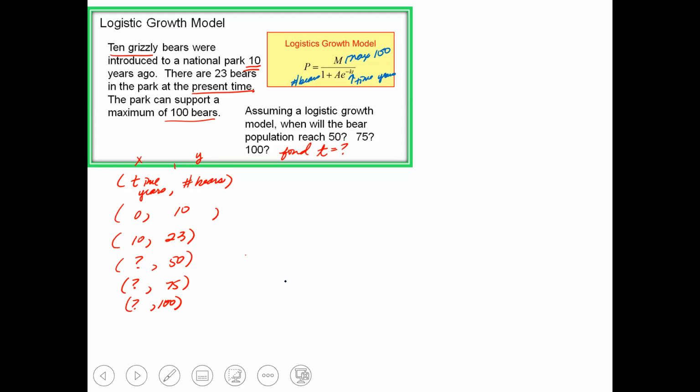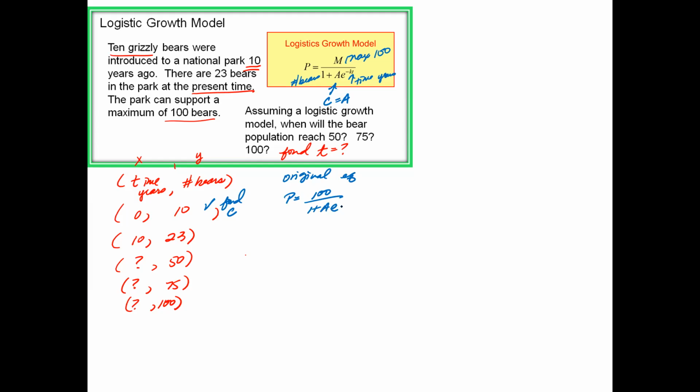So let's go ahead and do this. I see that my first one is going to be a 0 for the X value. So you're going to use the first one to find C. Well, in this case, C is now A. I don't understand why they keep changing the letters, but you're going to be using this to find A. So your original equation is P equals 100 over 1 plus A e to the negative kt.